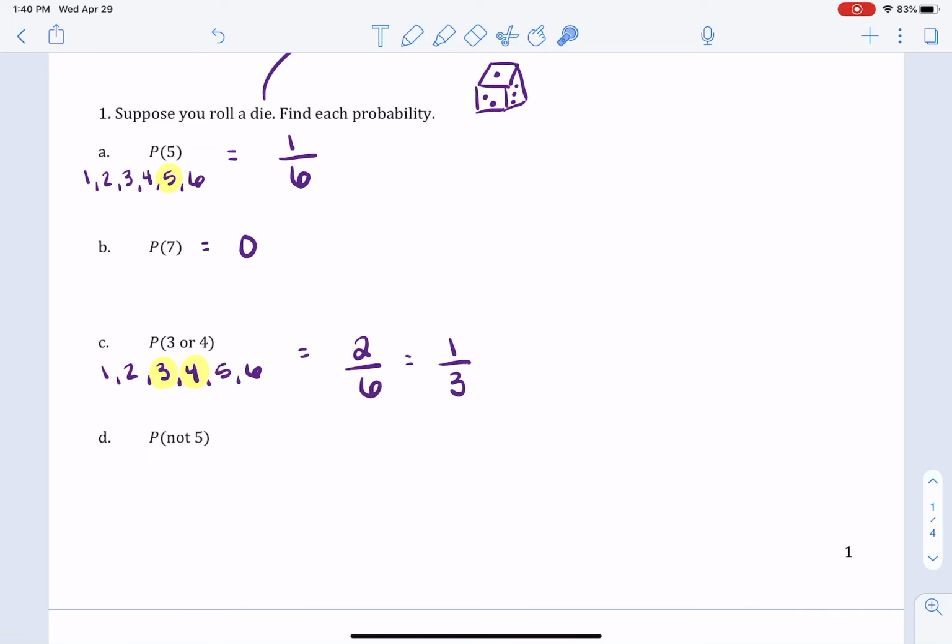Okay, and this last one here says the probability of not rolling a 5. Okay, well, we have 1, 2, 3, 4, 5, and 6. So the numbers that are not a 5 are 1, 2, 3, 4, and 6. So there are 5 out of 6 numbers. So that would be the probability of rolling a number that is not a 5.